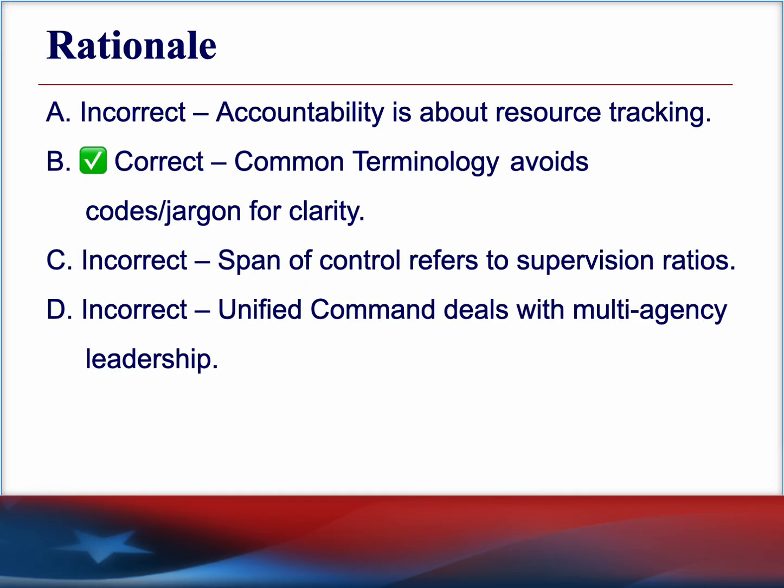A is incorrect because accountability is about resource tracking. B is correct because common terminology avoids codes and jargon. For clarity, we use plain language. C is incorrect because span of control refers to supervision ratios. We talked about that a little bit earlier. And D is incorrect because unified command deals with multi-agency leadership. The common pitfall here is mistaking plain language as part of the communication system or unified command. This is really about common terminology.